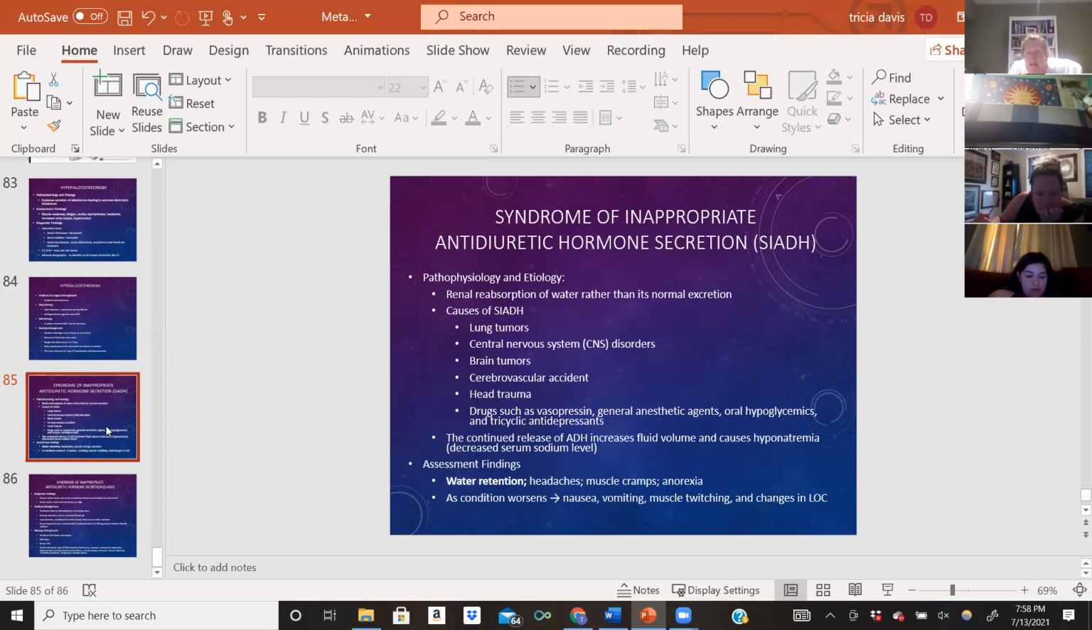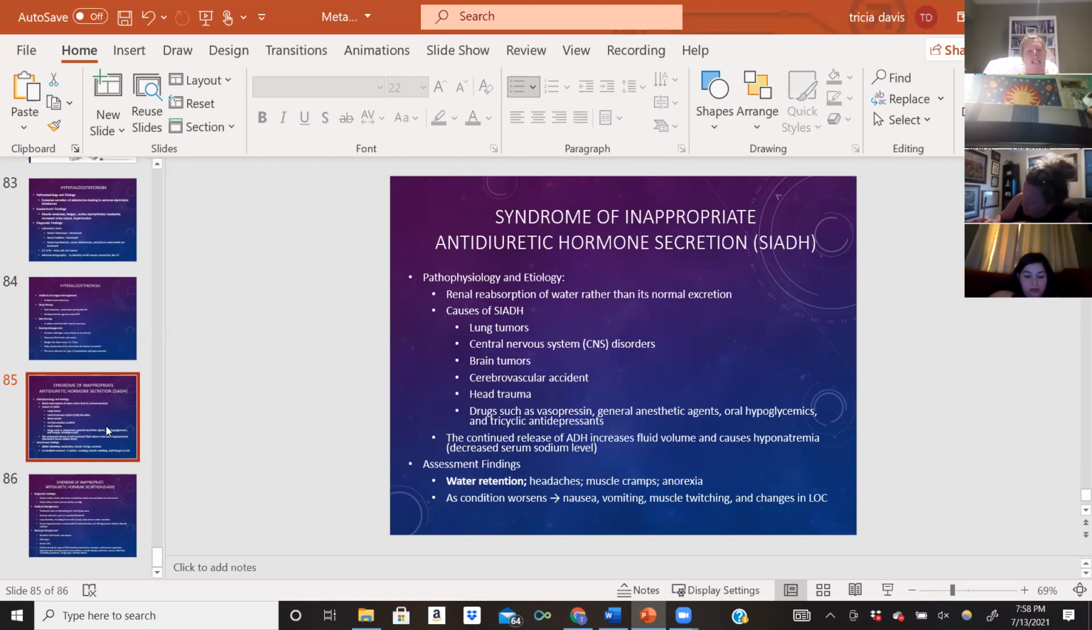This will develop, and we see it very, very commonly in patients that have brain tumors. It happens sometimes in patients that have had strokes, patients that have head injuries. So older adults that have had a fall and hit their head, or been in some kind of car accident, central nervous system disorders, patients that have lung tumors, and certain medications cause it. So general anesthetic, so patients that have had some type of surgery sometimes are at risk for this. Patients that take oral hypoglycemics, metformin can cause this sometimes, tricyclic antidepressants, and then vasopressin.